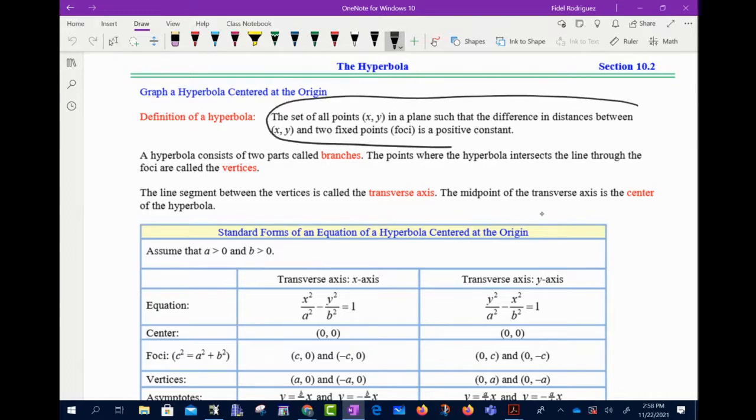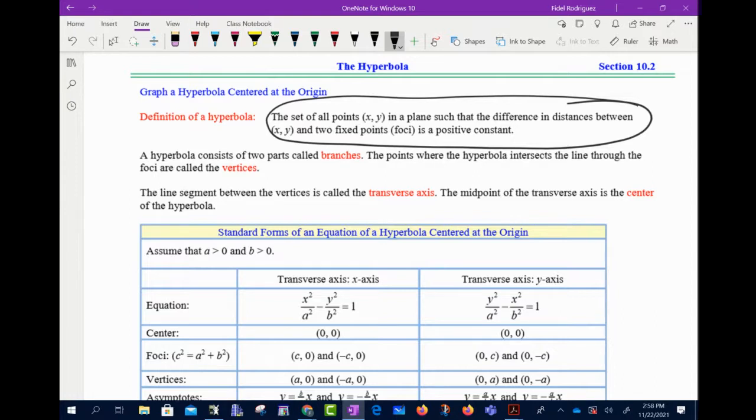A hyperbola is a set of all points in a plane such that the difference in the distances from x, y to two fixed points, the foci, is a positive constant. A hyperbola consists of two parts called branches. The points where the hyperbola intersects a line through the foci are called the vertices. The line segment between the vertices is the transverse axis, and the midpoint of the transverse axis is the center of the hyperbola.